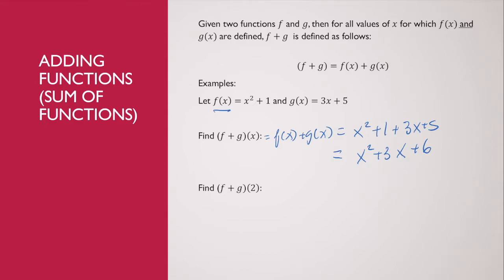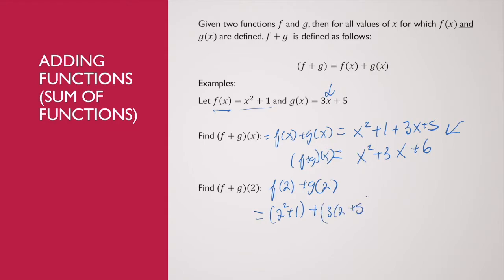Then in order to find f plus g of 2, there's two ways we could do that. One way is we could plug 2 into the equation that we found for f plus g of x. The other way is we could take f of 2 plus g of 2. Let's go ahead and do it that way. So f of 2 would be 2 squared plus 1, plus g of 2 would be 3 times 2 plus 5. So I get 5, because 2 squared plus 1 is 5, plus 6 plus 5, which is 11. So my answer is going to be 16.